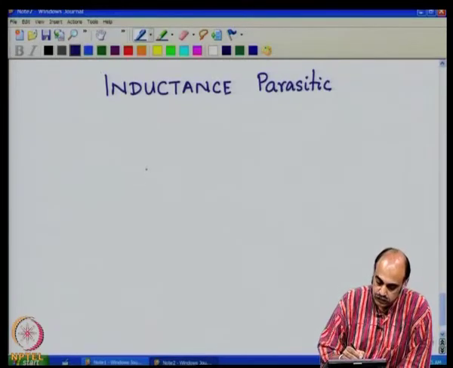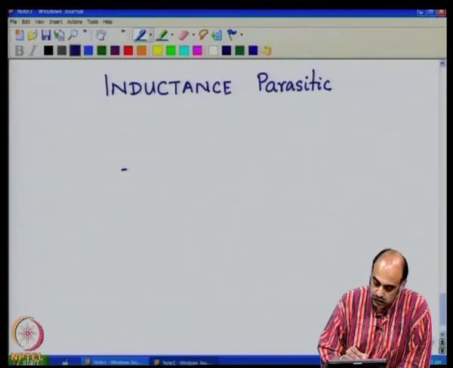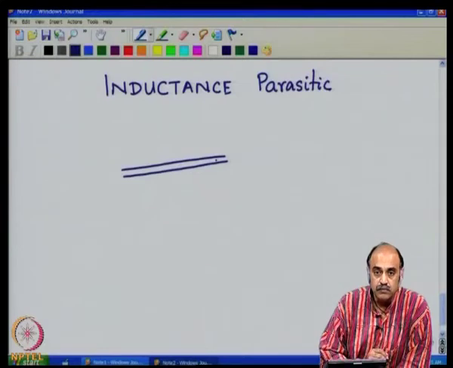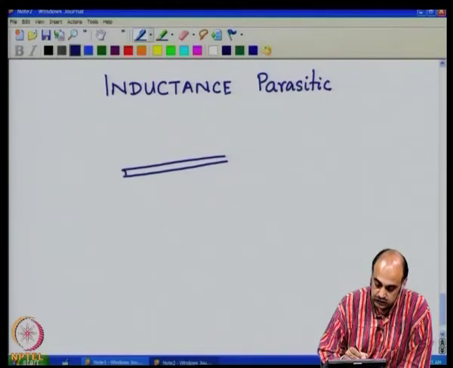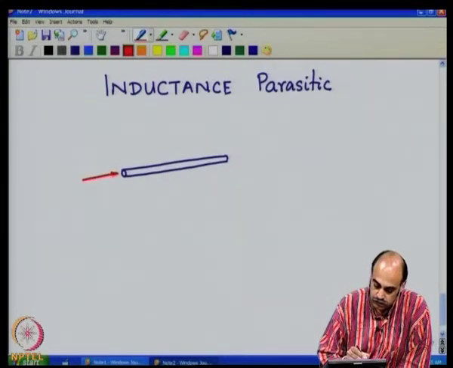Inductance. Even if you have just a single conductor with some current flowing through it, and let us say that current is I.